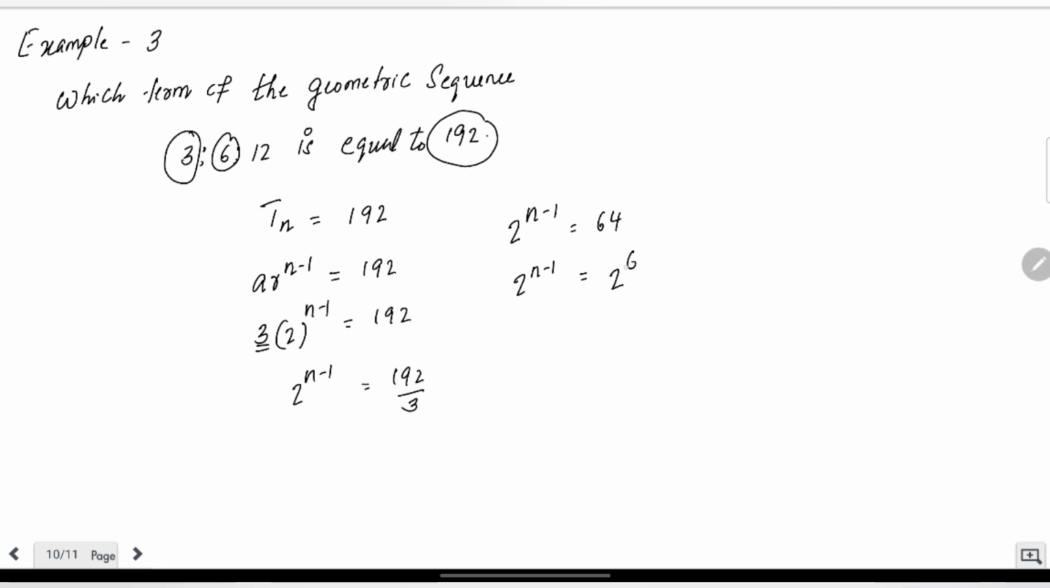64 we can write as 2 to the power 6. Isn't it? See, the bases are the same, so the powers are equal, that is n minus 1 is equal to 6. That is n is equal to 6 plus 1. So the answer is 7, which means the 7th term T7 is equal to 192. You see that one? So this is how we find the answer to this type of question.